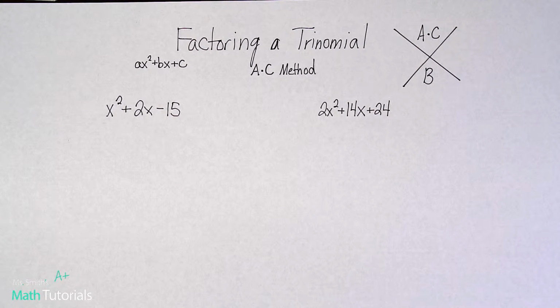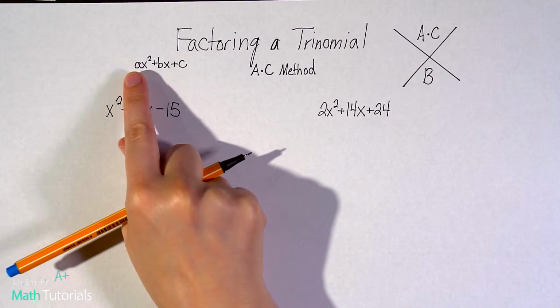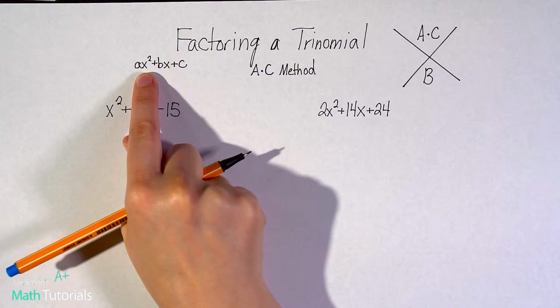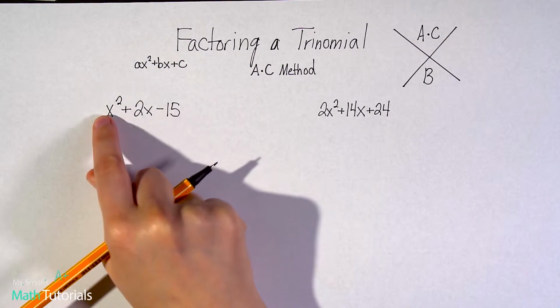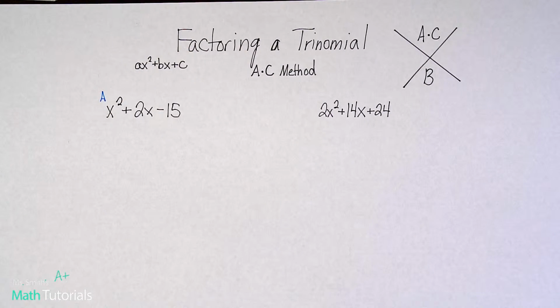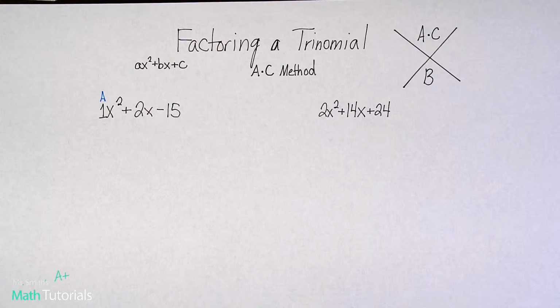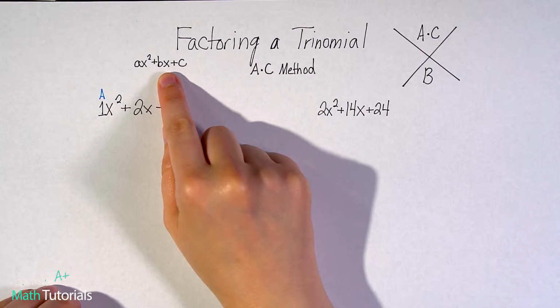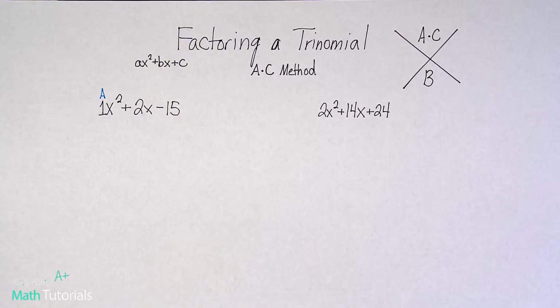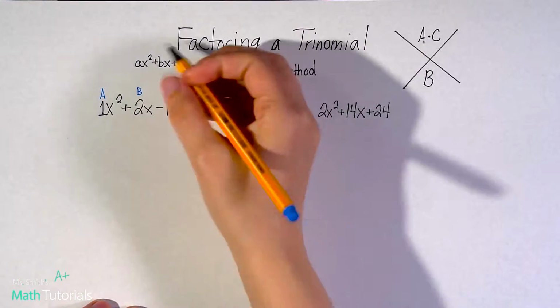So the way the AC method works is you label each part of your trinomial. As you can see in this formula that I have here, what goes with what is the coefficient of x squared. That's our a value. So here it's an understood 1 in front of that x squared. And if you need to see that, by all means, let's write it in. So we remember that's a 1. My b value is my coefficient of just the x. So that would be my 2. That's my b value. My c value is just my constant at the end.